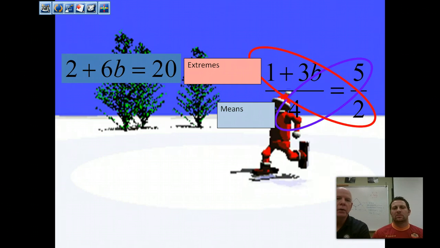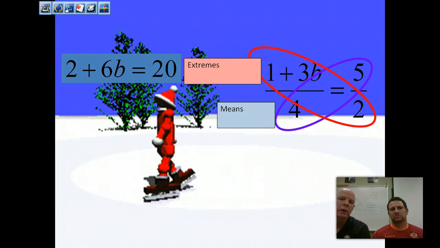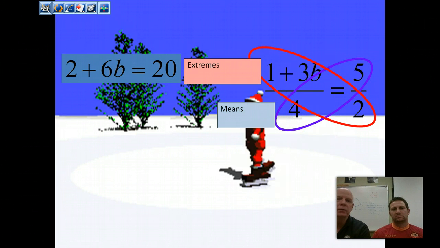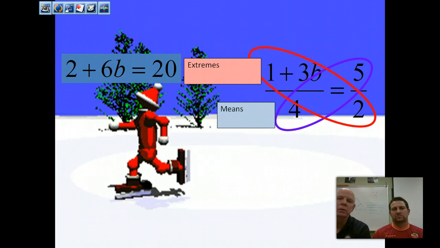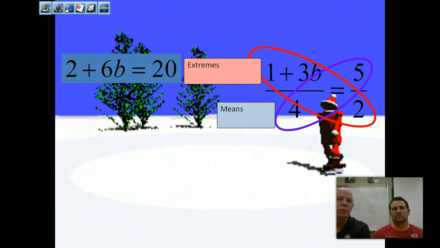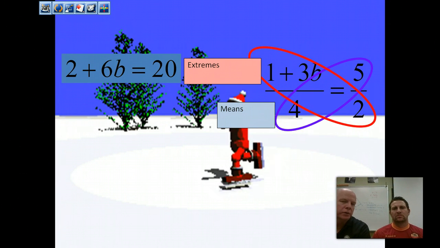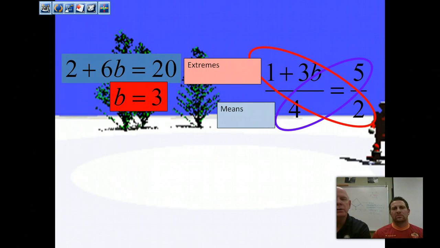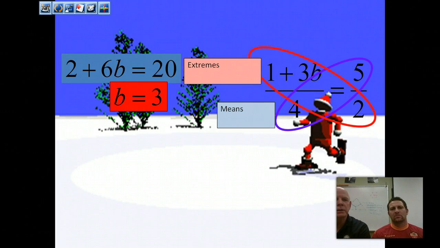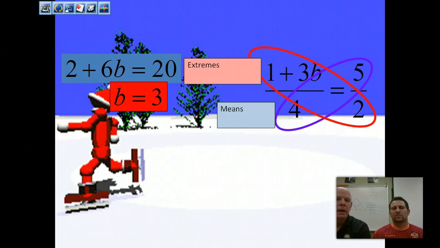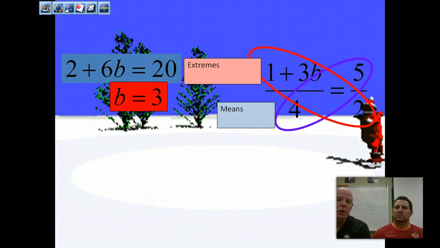Okay, so if we distribute that 2 through that numerator, we're going to get 2 plus 6b, the 2 times the 1 plus 3b, and then the 4 times the 5 is the 20, and you just set them equal to each other. Doesn't matter which one goes on which side for this. We did have something like that in Algebra 1 where it did matter, but when you're solving a proportion, it doesn't matter which one you put where. So as we solve that, we subtract 2 from both sides and then divide by 6, we get b is 3. And that's the goal here, is to just solve for the variable.